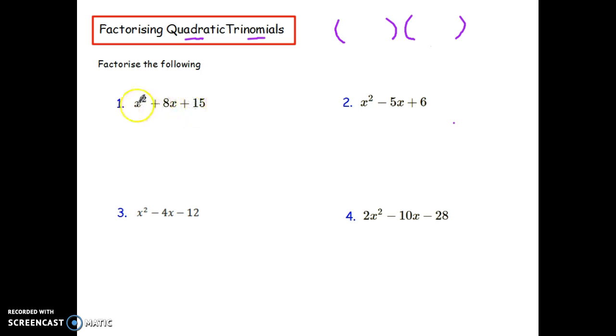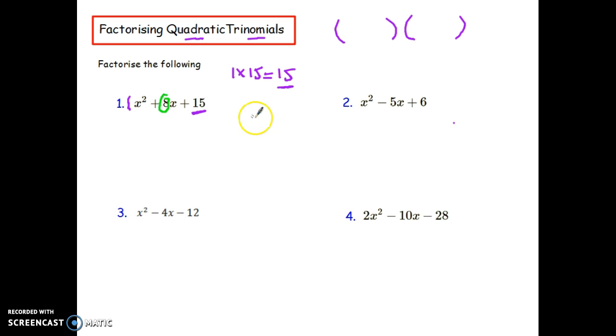The way to approach a trinomial is to have a look at the coefficient of the x squared term and have a look at the constant. And we're going to multiply those together. So 1 times 15 is 15. Our next job is to look at factors of 15 that add to our middle coefficient, which is 8.